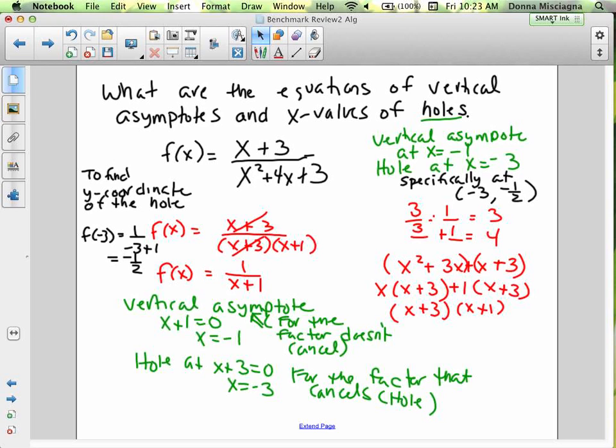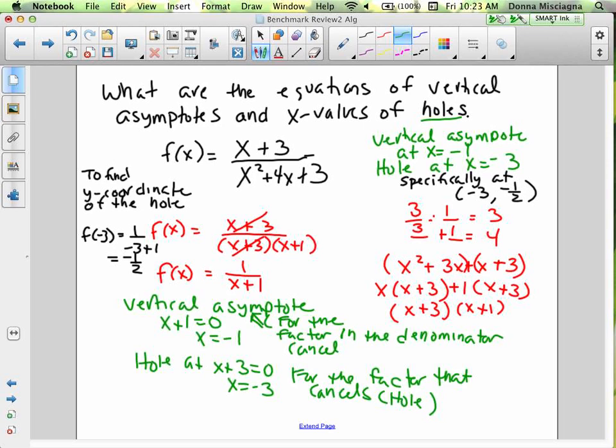So remember, any factor in the denominator that does not cancel, I should probably put, for the factor in the denominator, let me just be really specific here. In the denominator. Because you can't plug in that value, right? It makes the denominator 0. That does not cancel.